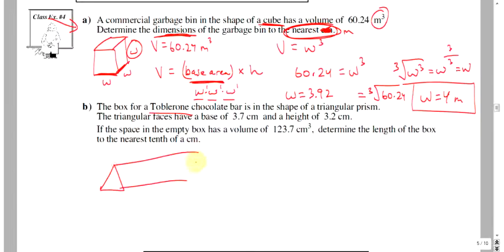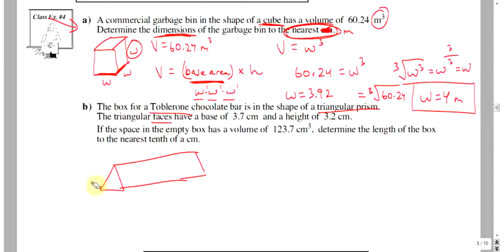Because that's the shape we're trying to talk about. All right, that's a bad Toblerone bar. Could be a tent. Same question, right? Okay. It's in the shape of a triangular prism. The triangle faces have a base of 3.7 centimeters.